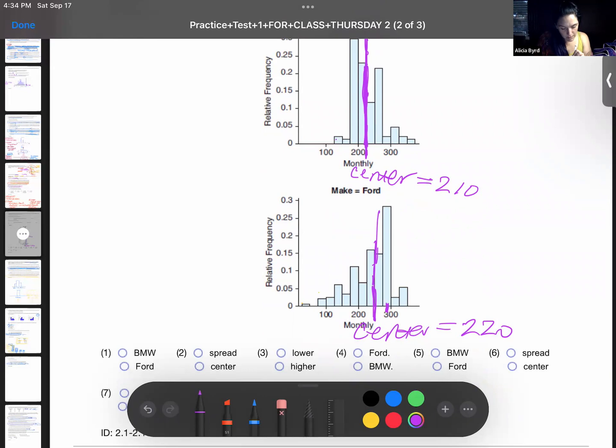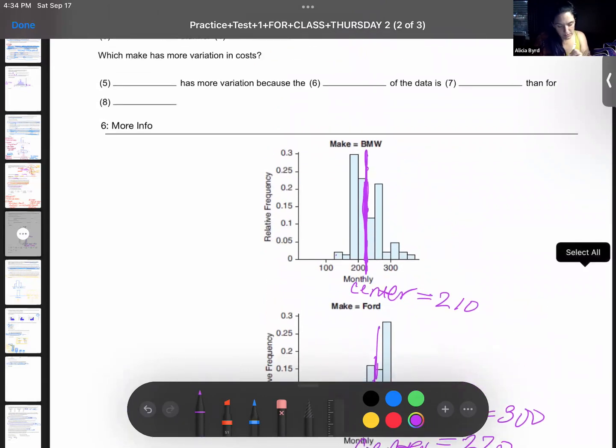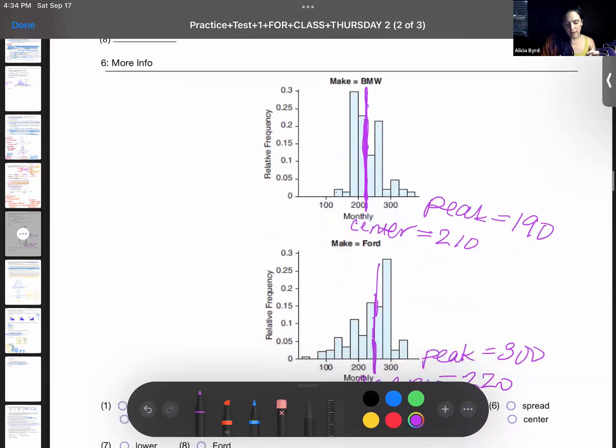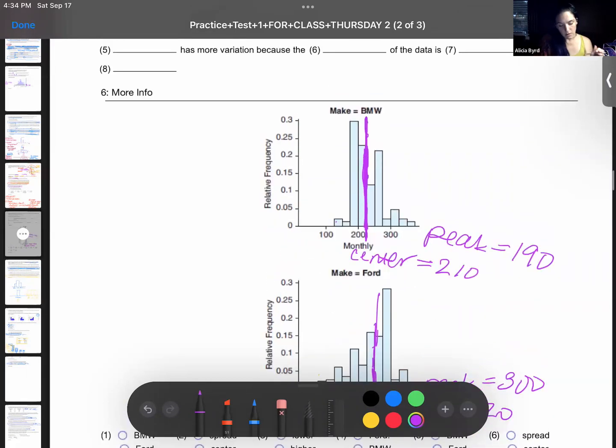So most of it happens at 300. And this one has a peak at 300, whereas the peak of this one is going to be at, what is that, 190? Yeah, so this one has a peak at 190. Those things just help us look at it, because that's the one that happens the most often. Okay.